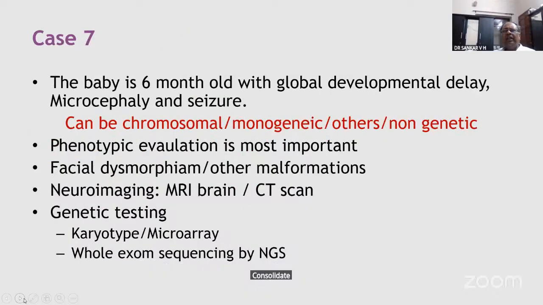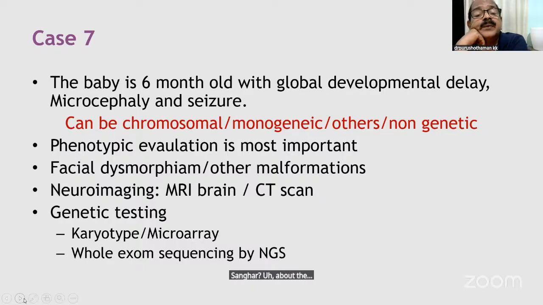I think now it is 8:40. Shankar, I can take 10 minutes. Shankar: Yes, about this scenario, yes, sir.